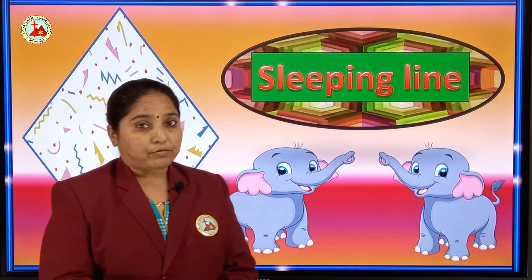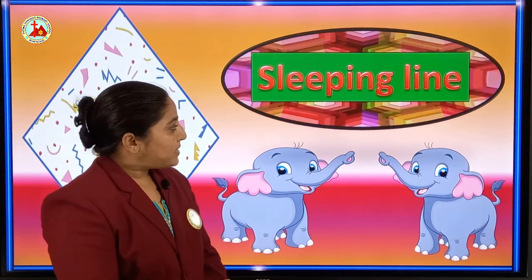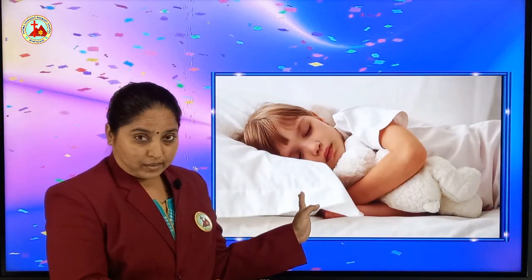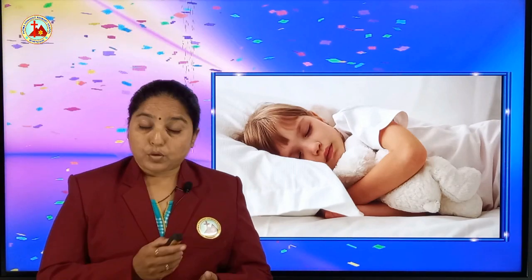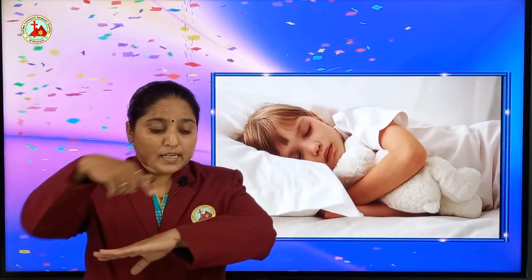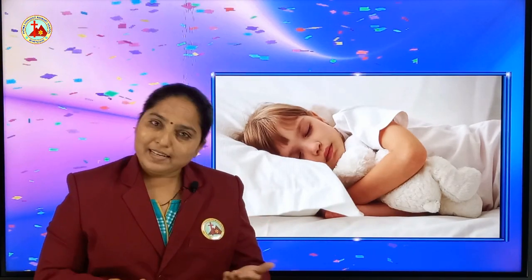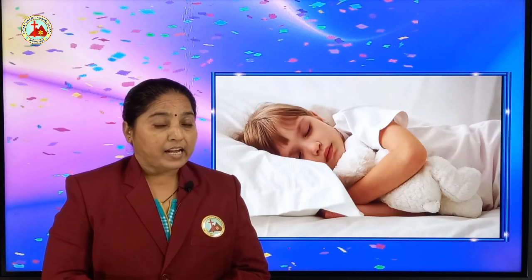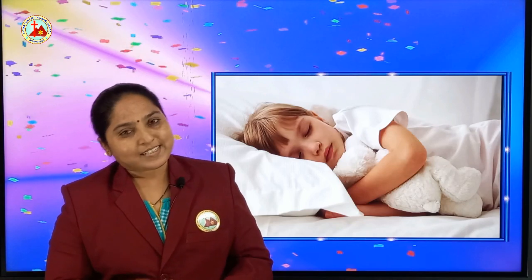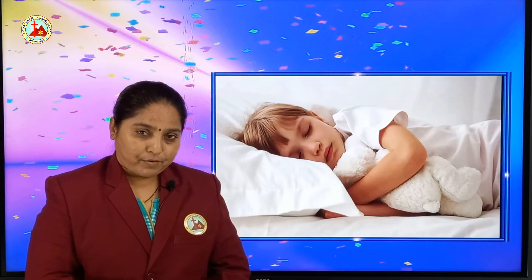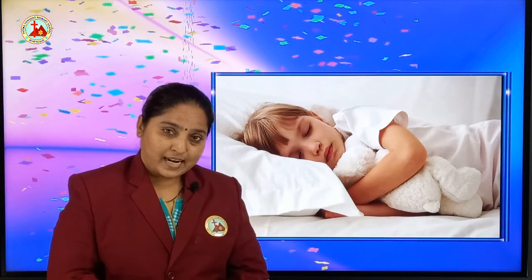Okay, how to draw sleeping line. See, you can see a picture of a girl. What is she doing? She is sleeping. In which position is she sleeping? Like this. So the line which is in this position, sleeping position, is called sleeping line. And the line which is in standing position, like this, is called standing line. Okay, now you got what is sleeping line and standing line?